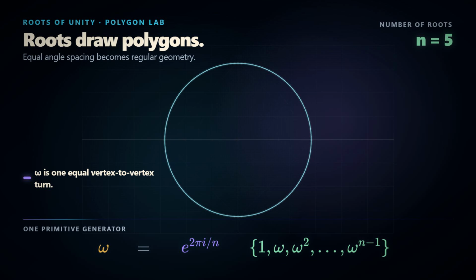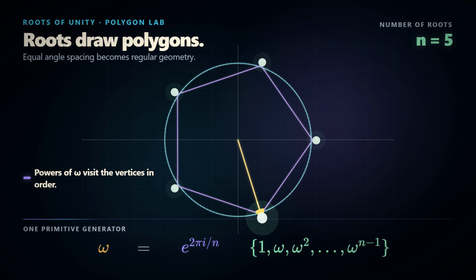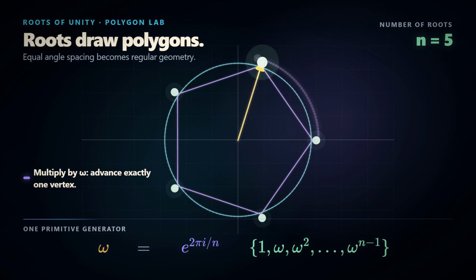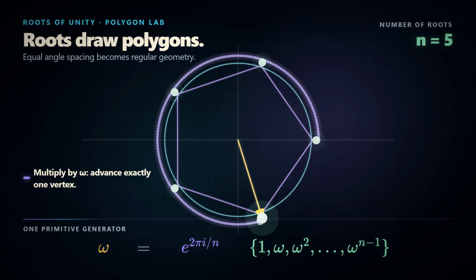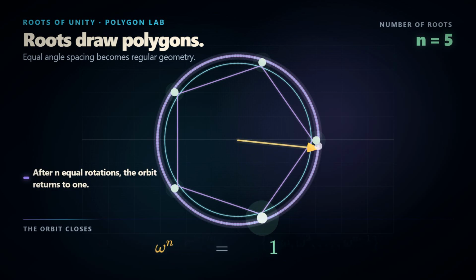Define omega as e to the 2 pi i over n. Generate the roots of unity with the integer powers 1, omega, omega squared, through omega to the n minus 1. Step repeatedly by multiplying by omega. Each step rotates exactly one vertex. Close the orbit after n steps because omega to the n equals 1. Distinguish omega as primitive. Its smaller positive powers do not return to 1, so it visits every vertex before closing.